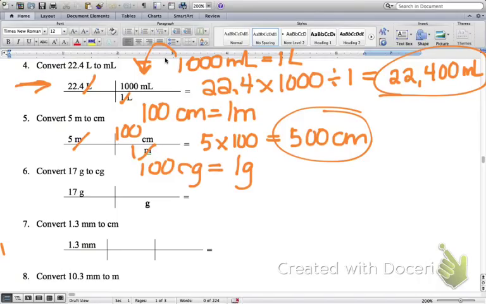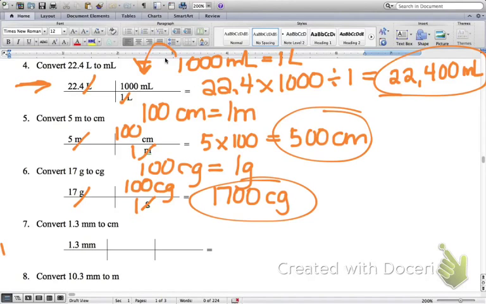Okay? So how am I going to set this one up? Do I want my 100 centigrams to go on the top or the bottom? The top. So I want my 100 centigrams to go on the top. 1 gram goes on the bottom. So what happens to that gram? It cancels out. You got it. So what is 17 times 100? 1,700. And centigrams, no naked numbers.